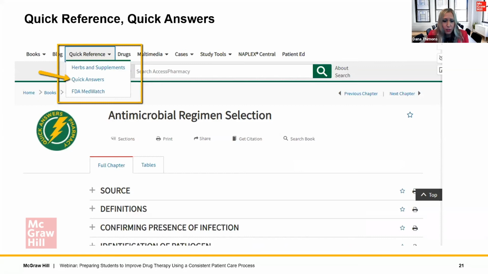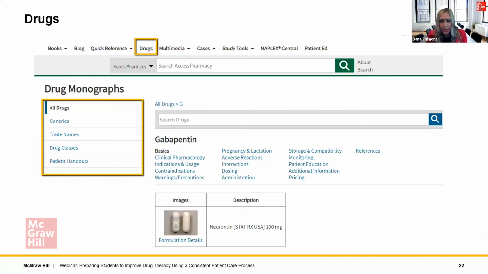Dr. Haines talked about collecting information under quick reference. You have quick answers, pharmacotherapy. And this provides concise, practical, expert information on the pharmacotherapy of common disorders. And the content is derived from the leading pharmacy reference, Pharmacotherapy, a Pathophysiologic Approach. We do have a drugs database that includes thousands of drugs. There are drug monographs on here.